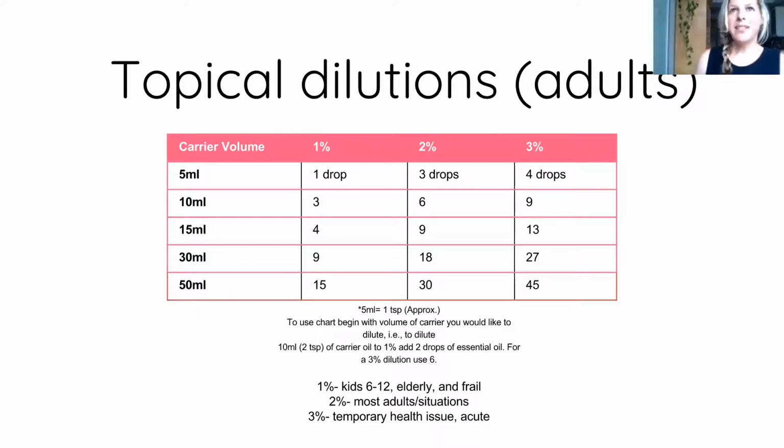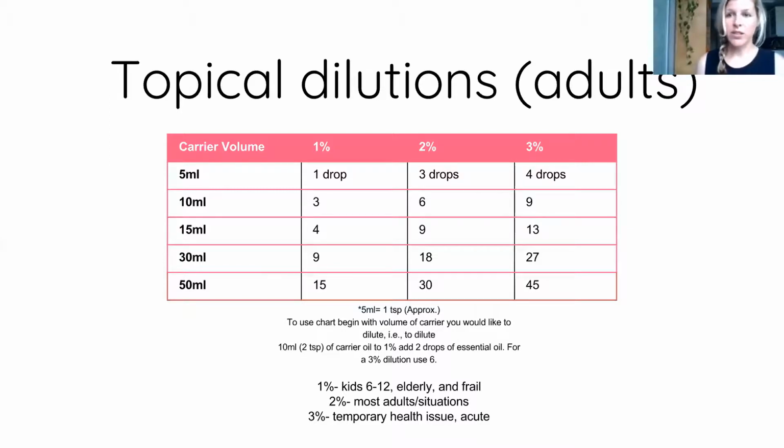I would use a 3% dilution if I really want to treat something therapeutically and acutely, so if I had an infection or a cut or something like that. But if I'm just using them every day, a 1% to 2% dilution should be enough to get the effect. And again, I know it's hard to imagine how one tiny drop of something can be enough, but always err on the side of using too little and then working your way up rather than using too much. So a 1% dilution is 1 drop in 5 mils of coconut oil, and that's 1 teaspoon. 2% would be 3 drops in 1 teaspoon.